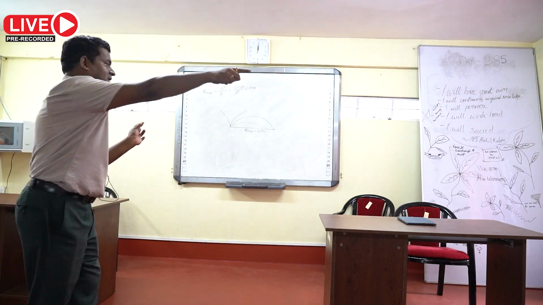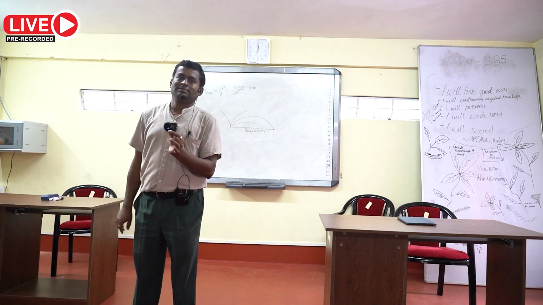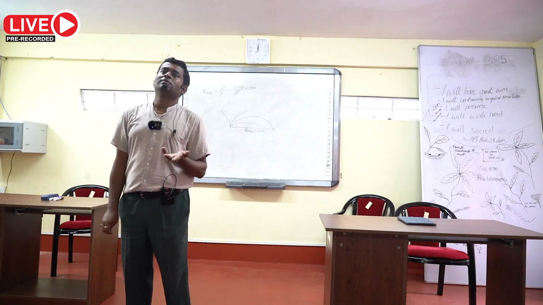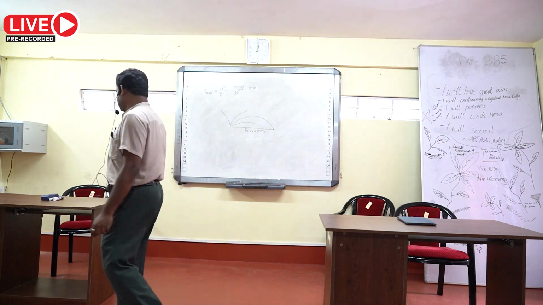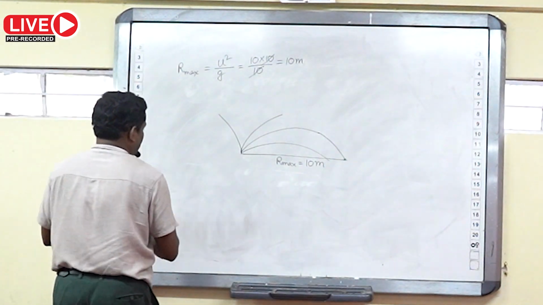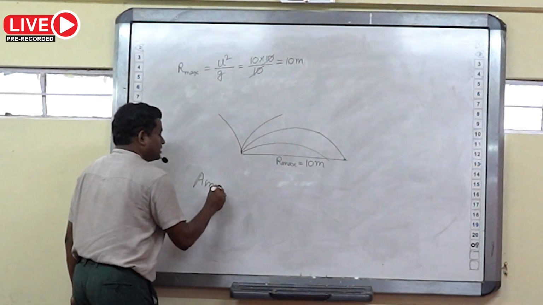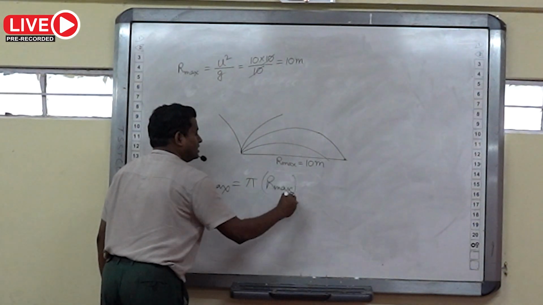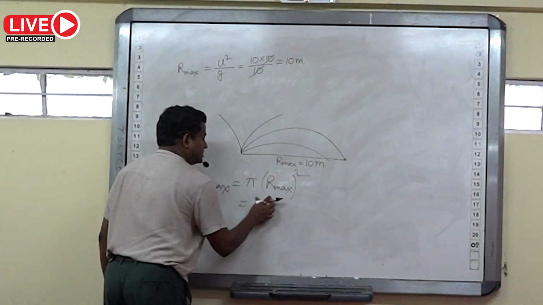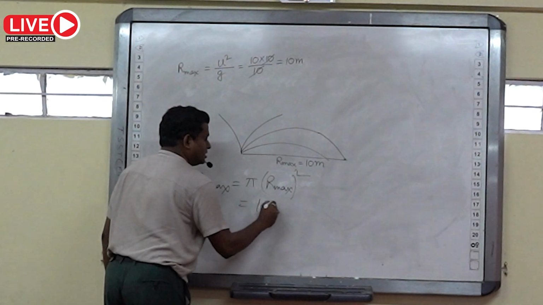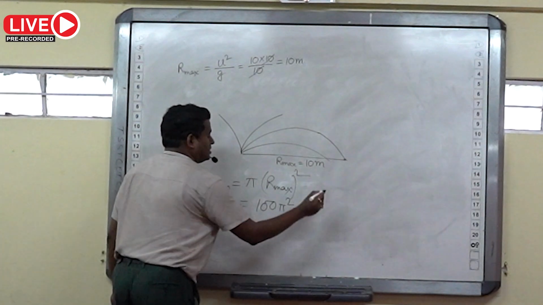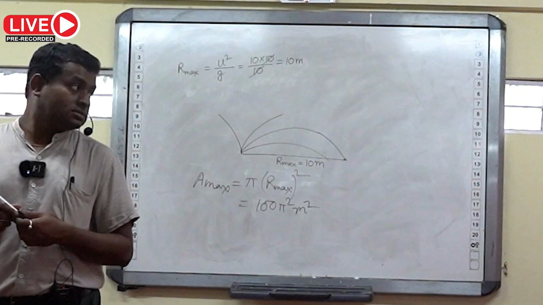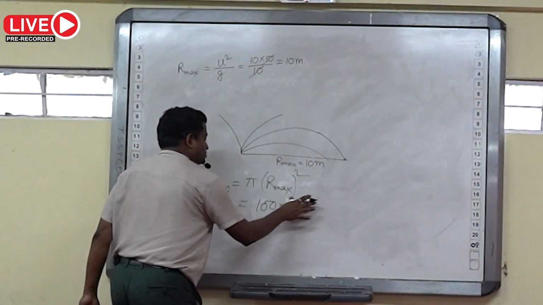Then consider the circle having this one as the radius. So then it will be pi r square. So the maximum area that it can wet, A max, will be pi into R max, which is now the radius, squared. So it will be 100 pi meter square. Oh, sorry, 100 pi meter square.